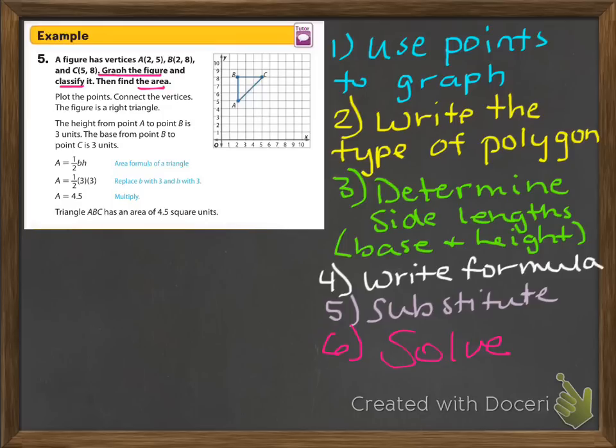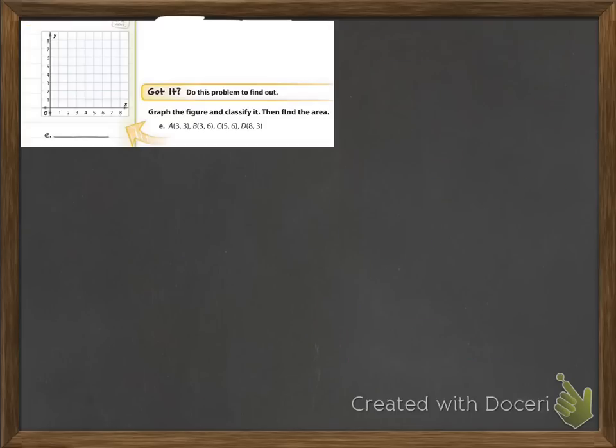And for number 4, it says to write the formula. So that's what they've done right here. Area equals 1/2 base times height. Then substitute, that's what they've done rather right here. And then solve, that's what they've done right down here. And then it says triangle ABC has an area of 4.5 square units. So that's going to be your final answer.